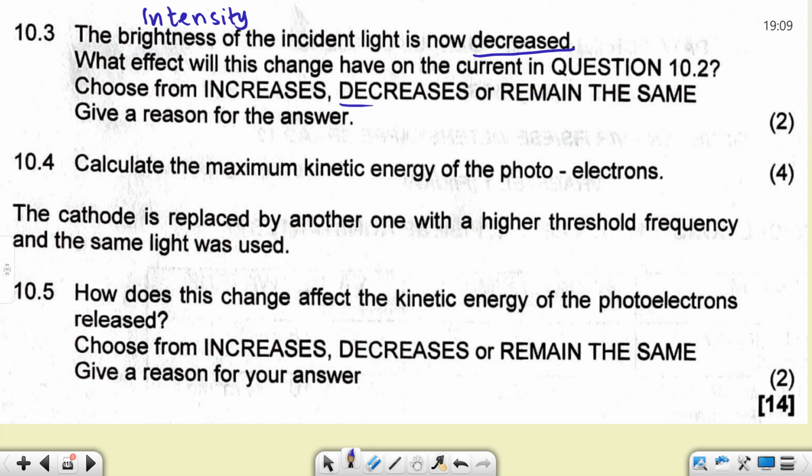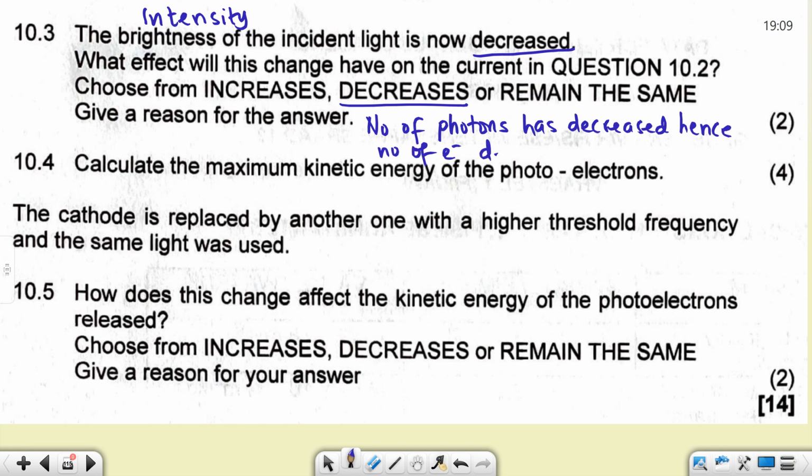Great, great. I see distinctions all around. It will decrease. Thank you. Give a reason for your answer. The number of photons has decreased. Hence, number of electrons also decreases. You would notice this section is always there.